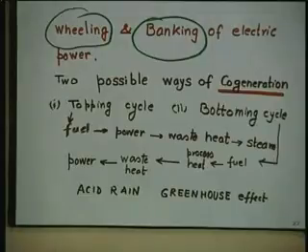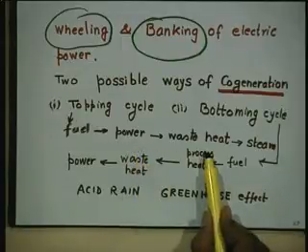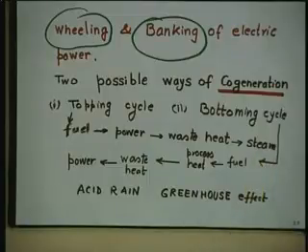Two possible ways of cogeneration. I was talking about cogeneration: topping cycle and bottoming cycle. What is topping and what is bottoming? When your main aim is to generate power and your secondary aim is to get steam, that is called topping cycle. You have a fuel, you use fuel to generate power, then there is a waste heat, steam, and that steam can be used for any purpose, space heating, industry or whatever. That is called topping cycle.